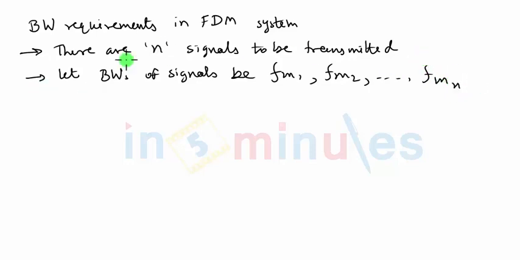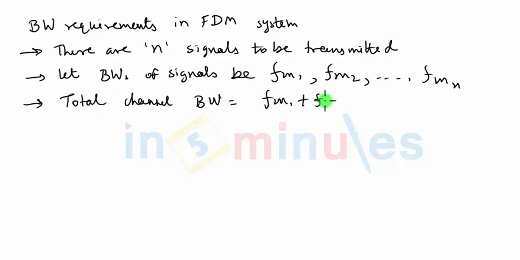Now if the bandwidths of the signals are fm1, fm2, etc., we know that after modulation the bandwidth of single sideband will also be fm1, fm2, etc. The total channel bandwidth required will be the sum of all the individual bandwidths of the signals that we are transmitting. So it will be fm1 plus fm2 plus ... fmn. That will be the total channel bandwidth.